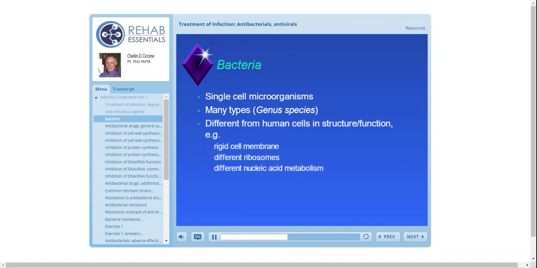And bacterial cells are different from human cells in certain ways. First, bacterial cells have a much more rigid cell membrane than the human cell. That's because the internal oncotic pressure in the bacteria is much higher than the human cell, and the cell membrane has to be much more structurally reinforced to contain that higher pressure. Bacteria have different ribosomes than human cells. And the nucleic acid metabolism in the bacteria is different enough from human cells that we can take advantage of that.